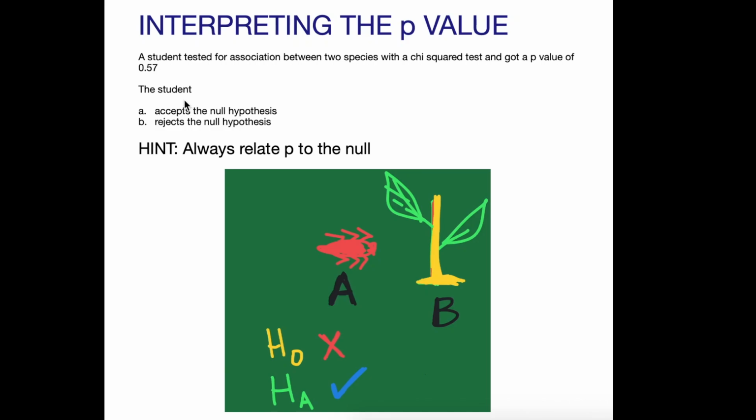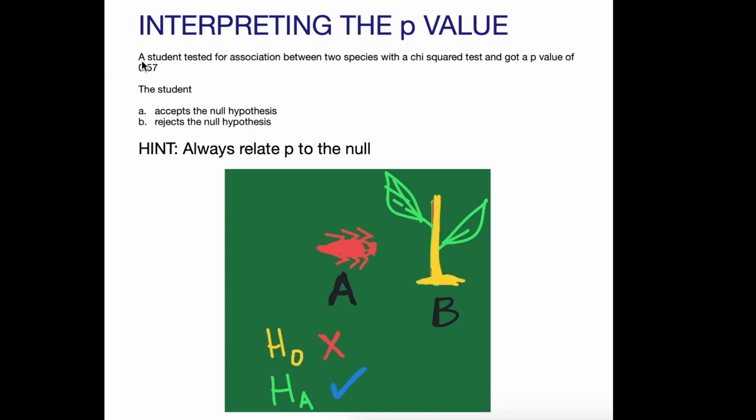Hello and welcome. Today we look at how to interpret the p-value after you have carried out the chi-squared test of association. A typical application of the chi-squared test in biology is to examine if an association exists between two species, like these two here, labeled A and B. So you carry out the chi-squared test and you get a p-value of 0.57.